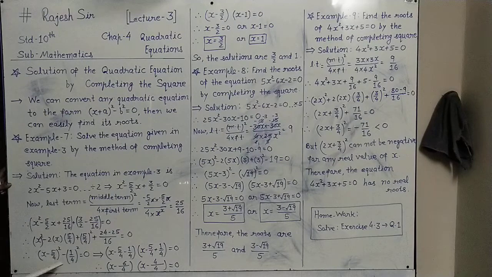Now both the brackets are squares and in the middle there is a minus, so we consider this bracket as a and this as b. So we have a square minus b square. For a square minus b square, factors are a minus b and a plus b. So we have done that: a minus b means x minus 5/4 minus 1/4, and second bracket a plus b means x minus 5/4 plus 1/4.